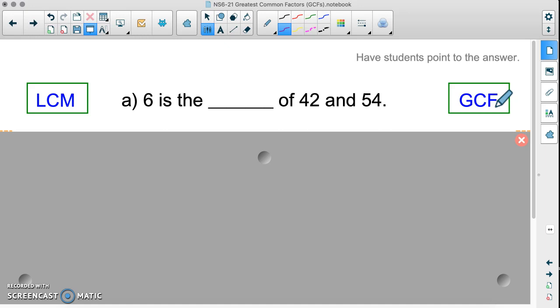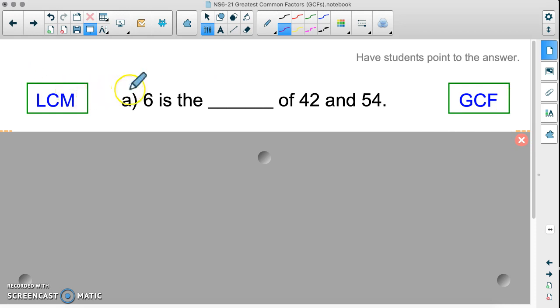Remembering from the previous slide that the multiples of a number other than 0 are equal to or larger than the number, while the factors of a number are equal to or smaller than it. So I'm going to give you some scenarios and we're going to distinguish if it's a lowest common multiple or a greatest common factor.